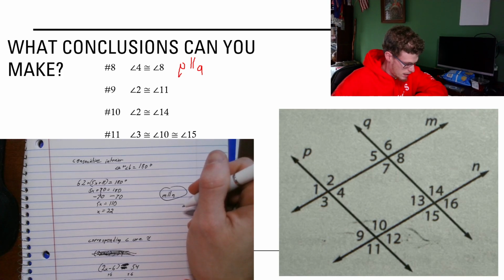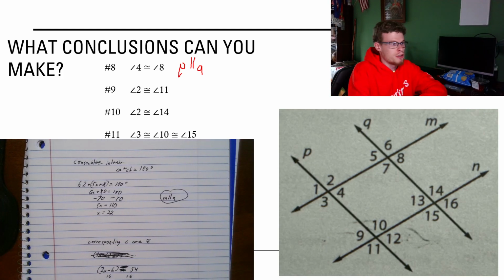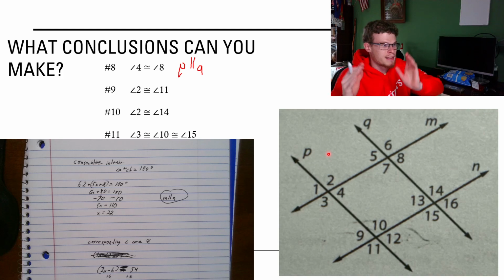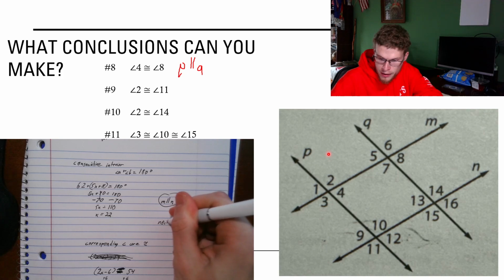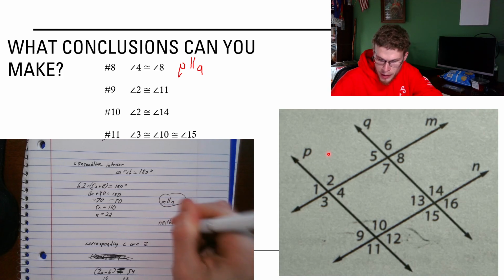Number 10 is angle 2 is congruent to angle 14. So we'll identify where angle 2 is. It's right here. Angle 14 is way over here. Can we do anything with those? No, we cannot, because they are not on the same transversal, and they're on opposite sides of this figure. If they're not attached to the same transversal, we can't make a conclusion. They're way separate from each other. So that means the answer is neither; we can't say they are parallel based on that.